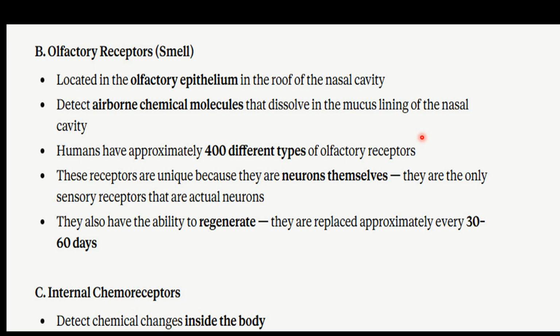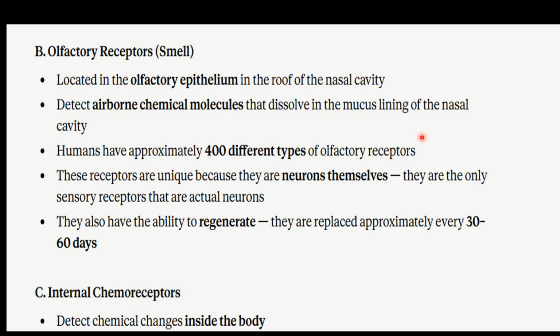Now we have the third part, that is internal chemoreceptor. Now what is an internal chemoreceptor? It basically detects changes inside the human body. If any kind of chemical changes occur inside the body, then this receptor will be considered or invoked.